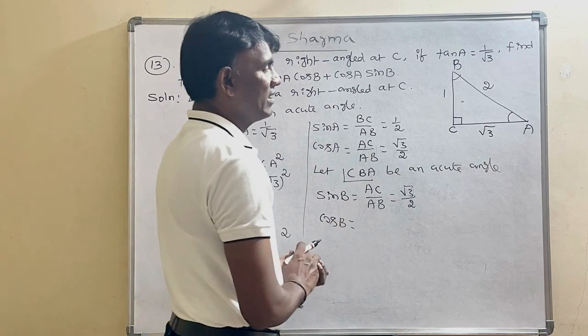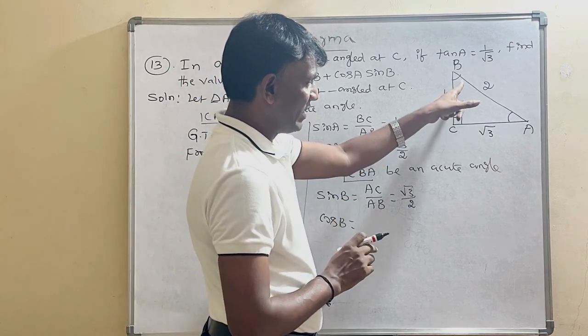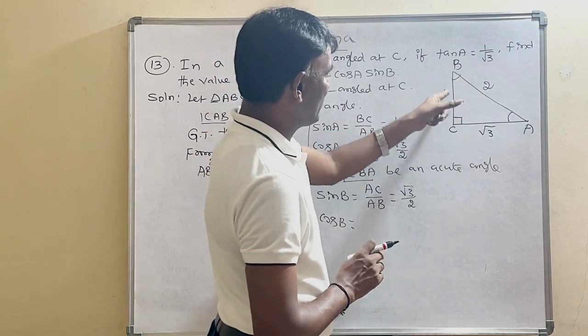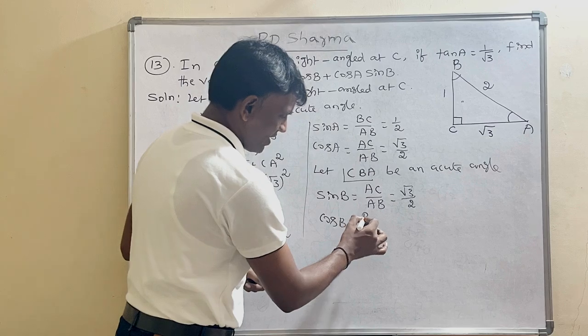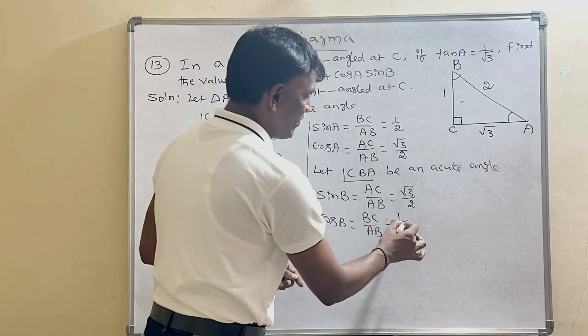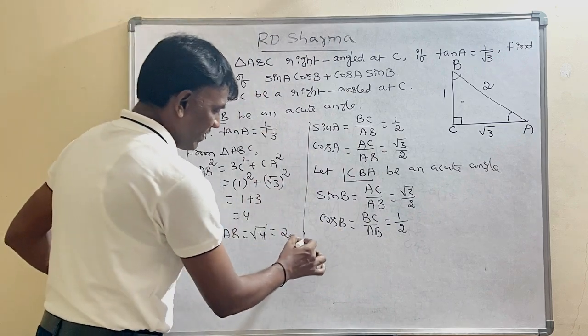And we find cos B. For cos, adjacent side divided by hypotenuse. So this is the angle B. Now for this, this is the adjacent side, this is the hypotenuse. So just write here BC divided by AB, and BC value is 1, AB value is 2, then 1 by 2. Now we find the required value.